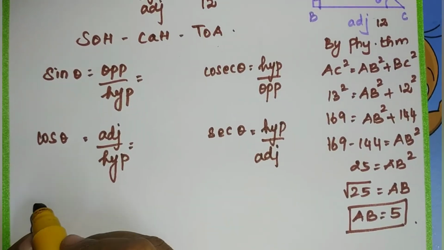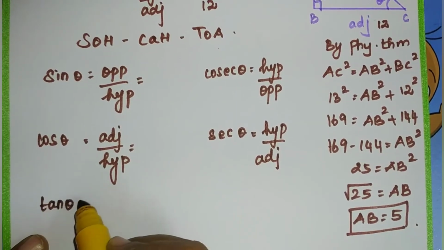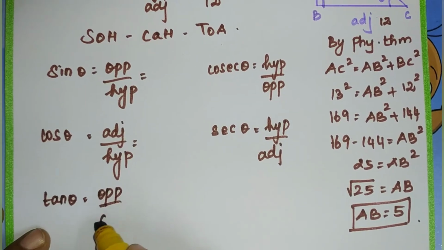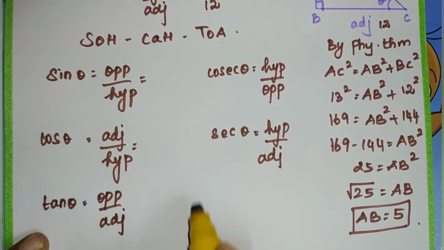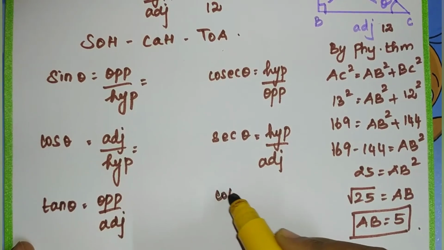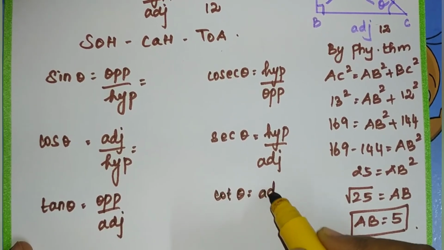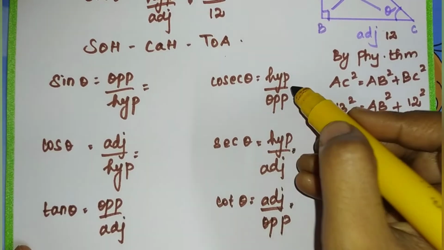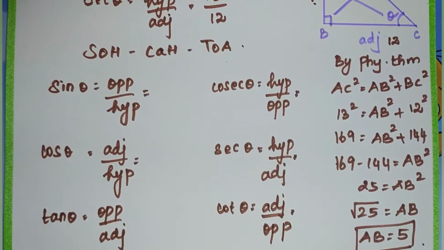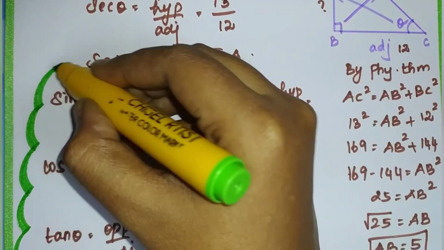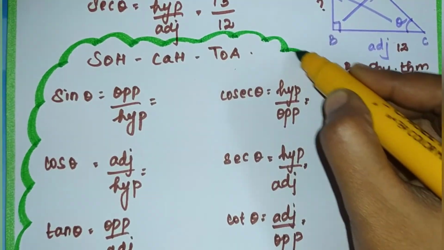Clear? And then the next one is tan theta, opposite by adjacent. What is the reciprocal of tan theta? That is cot theta, adjacent by opposite. Clear? Have written the formula first, all trigonometric ratios.